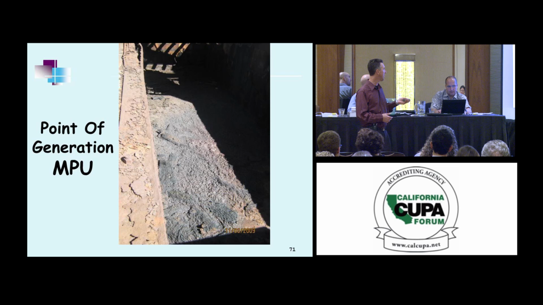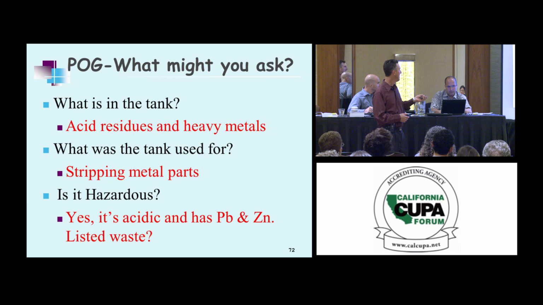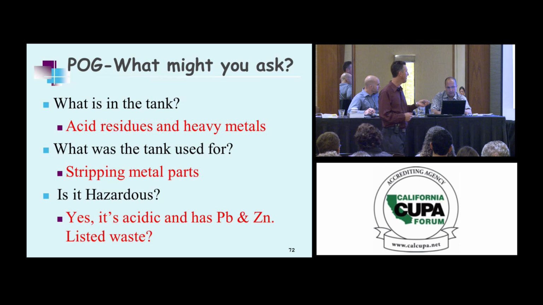This is one of my sites. This tank was a zinc galvanizing facility. This is actually wood with metal over it. And this crud in here was pretty nasty looking. So I had to ask some questions. What's in the tank? In this case, he said it was acid residue with heavy metals. It says it was used for stripping metal parts.